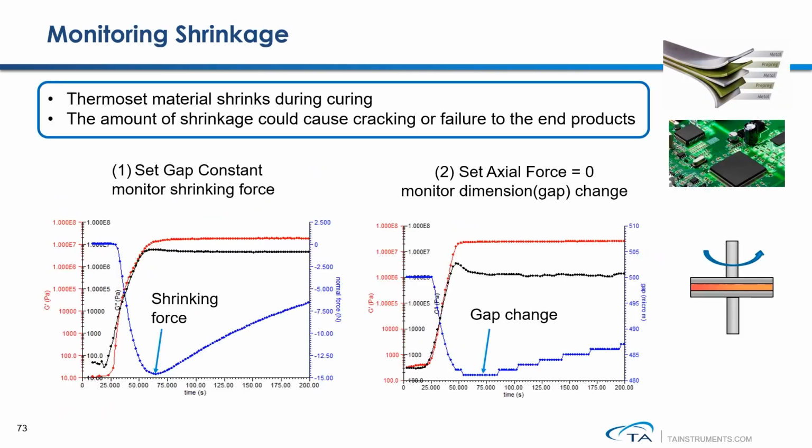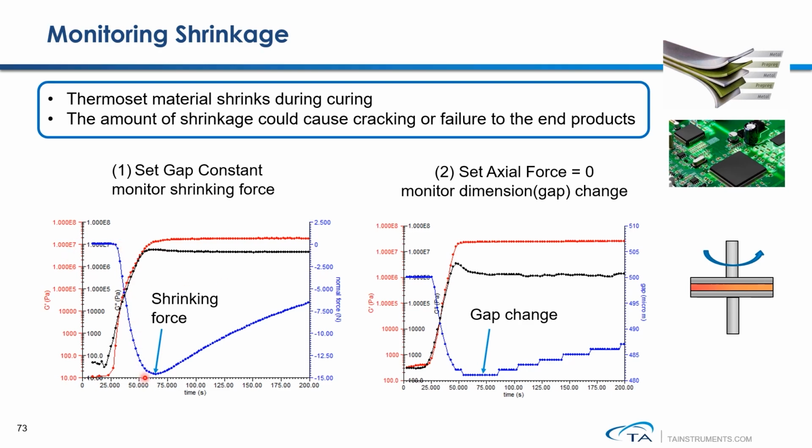Most of the time, when the polymer cures, it shrinks. The amount of shrinkage could cause cracking or delamination to the end product. Using rheological measurement, we can actually monitor and quantitatively measure the amount of shrinkage. There are two ways you can use to monitor this shrinkage. First, if we hold the measurement gap constant, then during curing, you can actively monitor how much force is built up across the parallel plate.